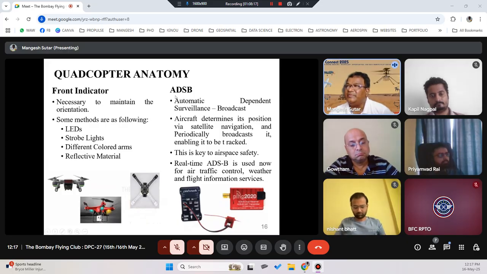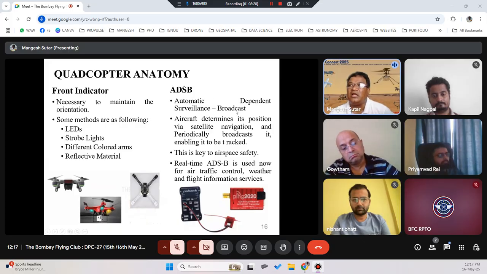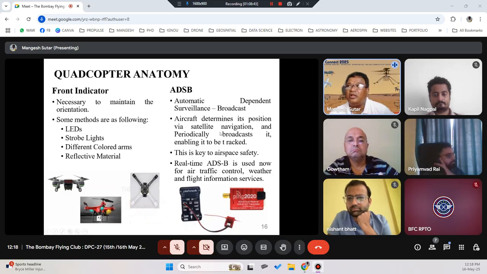Okay, then you have ADSB. This is what is yet to be implemented. This is a device; the Ping 2020 and similar types of devices are available in the market, which is Automatic Dependent Surveillance Broadcast. Your commercial aeroplanes are fitted with these ADSB devices. That's why they are broadcasting their position and information about themselves. The aircraft determines its position via satellite navigation and periodically broadcasts it, enabling it to be tracked. That's why the radars or ATC are able to track your aeroplanes. Right now, ATC are unable to track your drones because this device is not fitted in your drone.